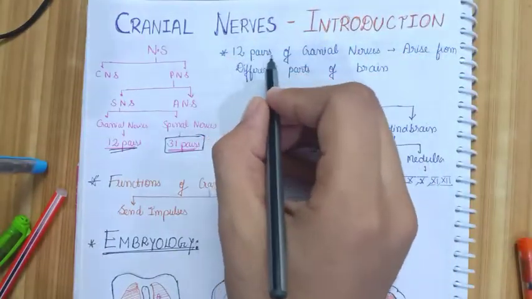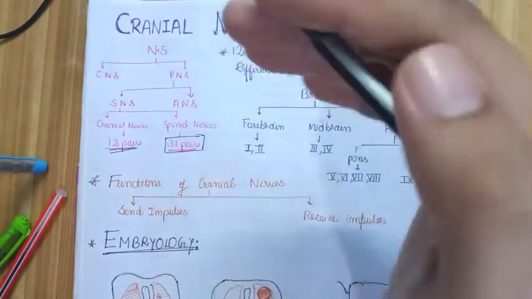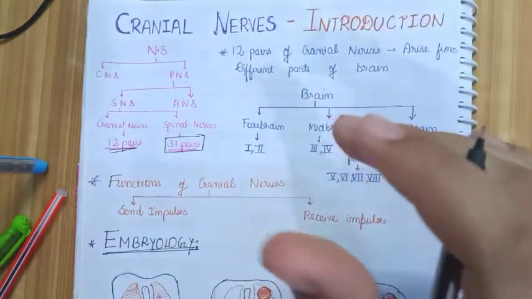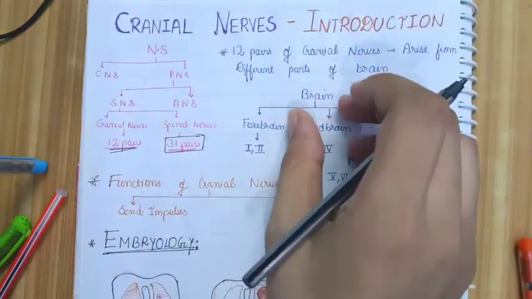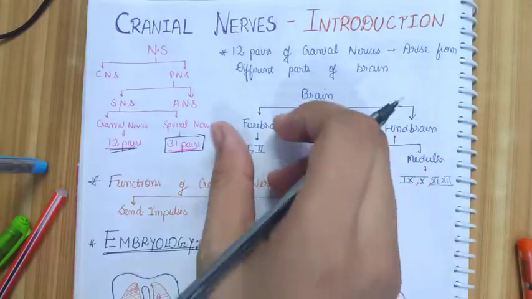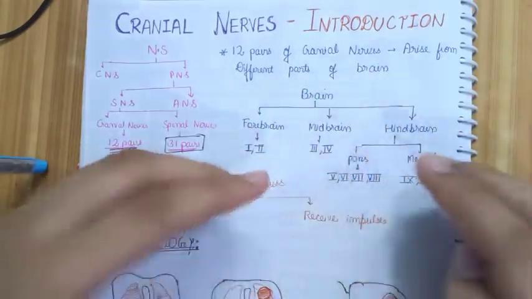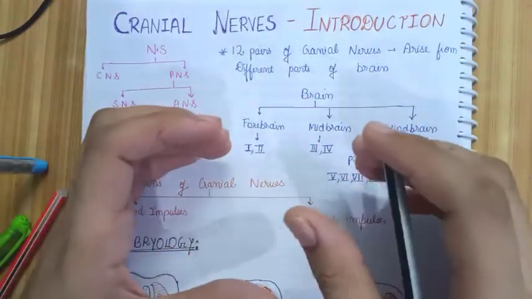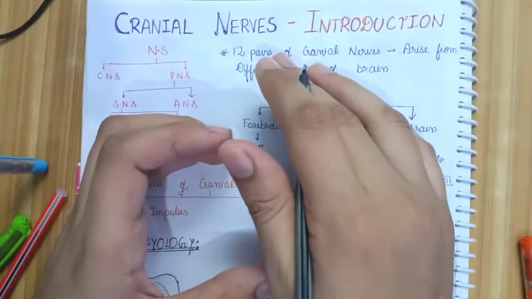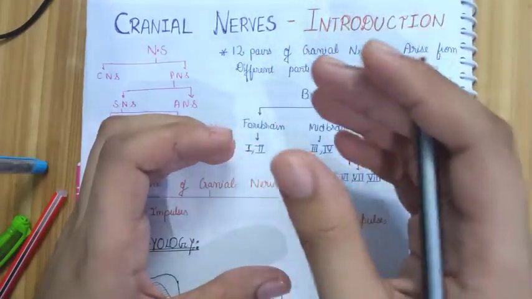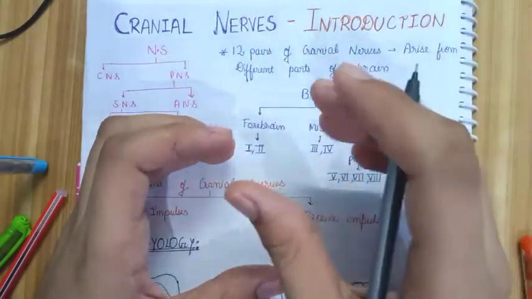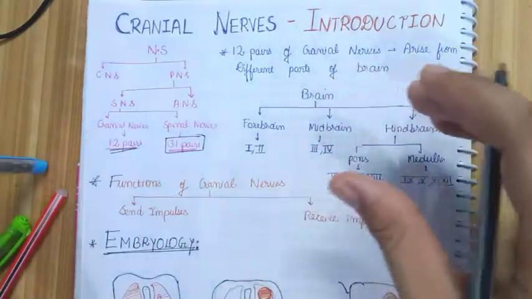So the 12 pairs of cranial nerves arise from different parts of the brain, not the spinal cord but the brain. In the brain we have three parts: forebrain, midbrain, and hindbrain. So we have 12 pairs, meaning around 24 nerves, and they arise from different parts of the brain. In the brain also we have certain classifications.